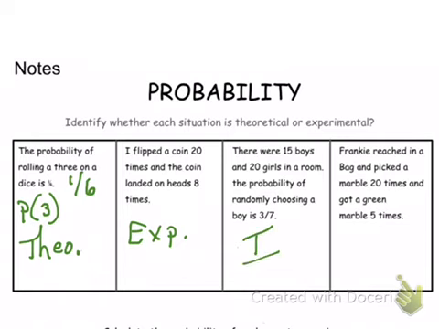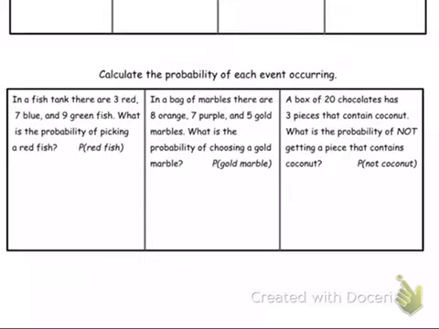And then finally, Frankie reached in a bag and picked a marble 20 times and got a green marble 5 times. He's reaching into the bag. He's doing it. This is experimental. Okay? So you can see that when you're actually doing something, that's experimental. When you're just counting how many possible outcomes, that's theoretical.